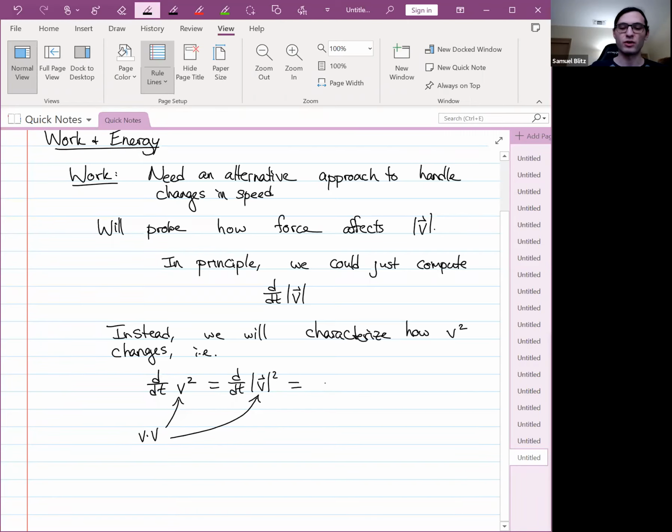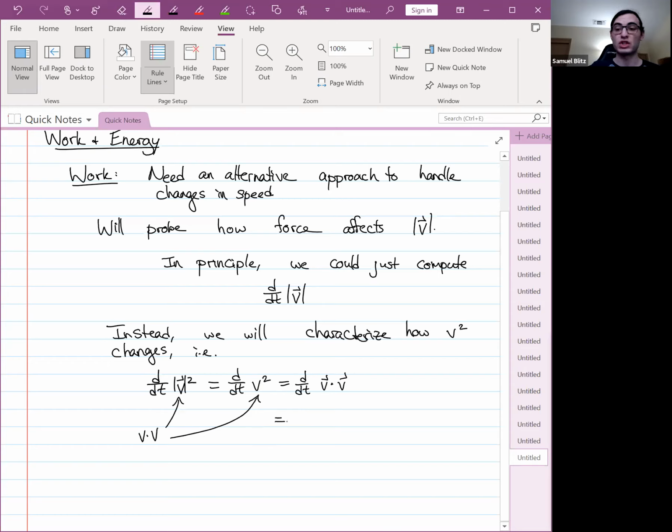Actually, I should have written this the other way. Let me put the bars there, and let me get rid of the bars here. It'll make a little bit more sense. The order will make more sense. So if v squared without the bars is v dot v, they're both v dot v, but this is just a simpler way to see it. This is the time derivative of v dot v, right?